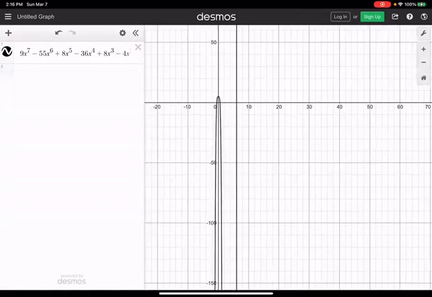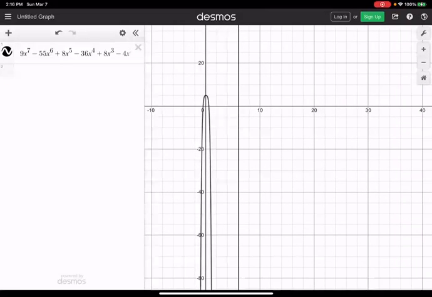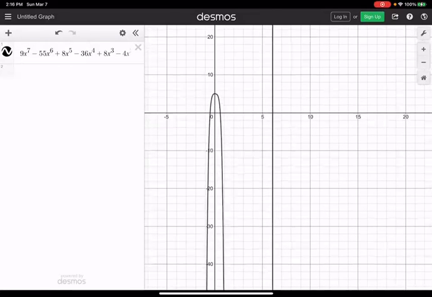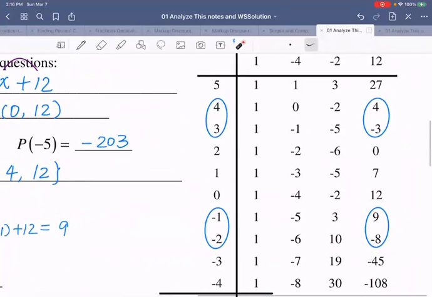It is always connected. All the points are connected to each other. There's no jump, there's no discontinuity. So everything for polynomials is always continuous. If you see one point above the x-axis and one point below the x-axis, then between those two points you must have one of the roots, as what we see over here.